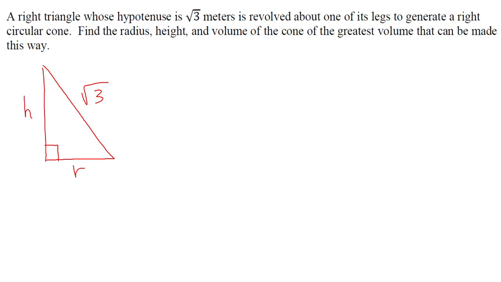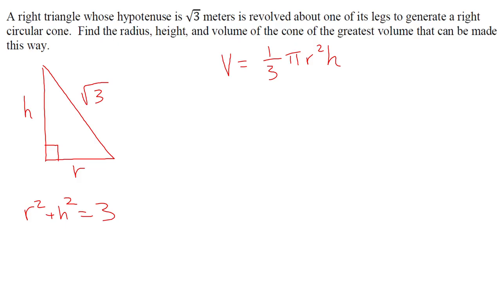And it doesn't really matter which leg we're revolving it around for this problem. But what we do need to recognize is that our volume for a cone is always going to be 1/3 pi r squared times h. And so what we need to do is solve this for one of our two different variables, either for r or h in some way using this right triangle. Well, we know that r squared plus h squared ought to equal root 3 squared.